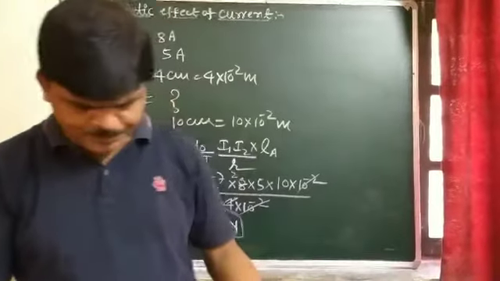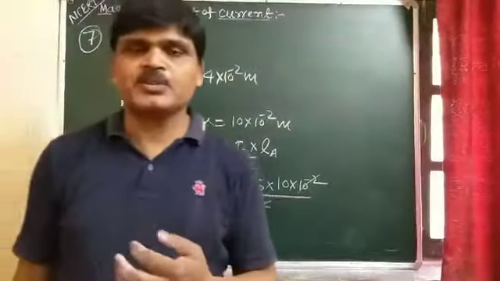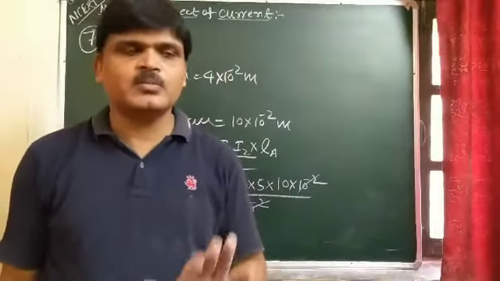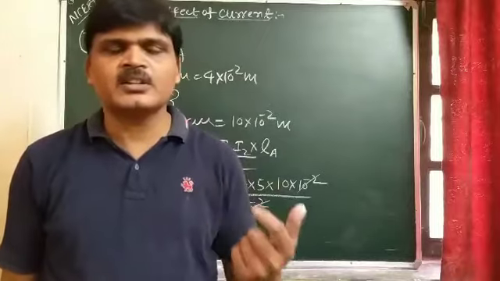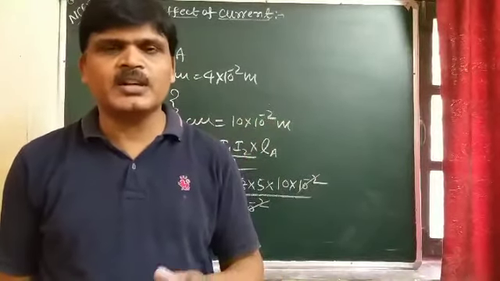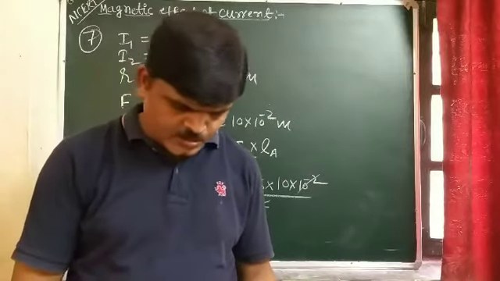This is the answer. And students, I have already explained to you that in the derivation of this formula, if the current is flowing in both the wires in the same direction, the nature of force is what? Attractive. And if the current is flowing in opposite direction, the nature of force is what? Repulsive. Next question, question number 8.